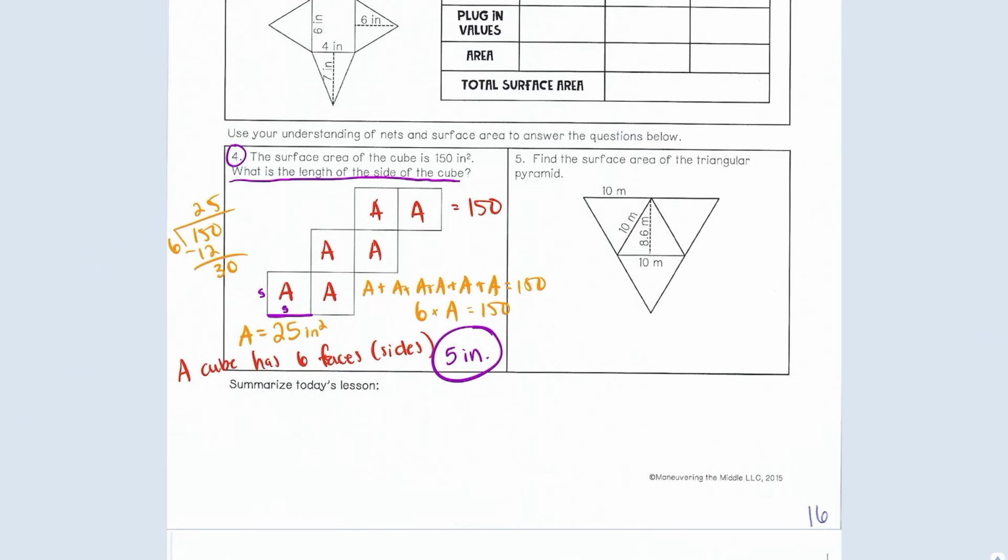All right, so hopefully you paused the video, and we color-coded the congruent shapes here, and it looks like all of these triangles here are congruent to one another. So all of these triangles' sides are 10 meters long, and all of these triangles also have a height of 8.6 meters. Okay, they all are the same.